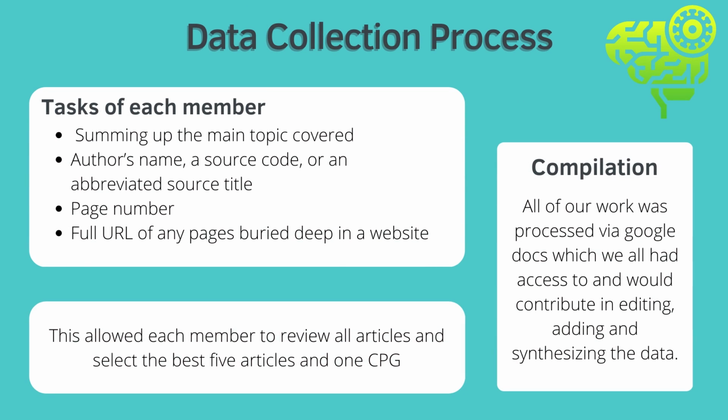For a data collection process, once each member found their articles, we had to put them in a certain format so that we would all be able to understand, revise, and identify them. Each article had to have its headings summing up the main topic covered, the source code, the author's name, and the abbreviated source's title. If they had a specific page number where they got their information from, we also had to include that, as well as the URL for the website.